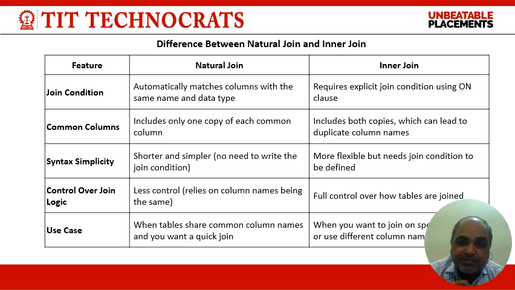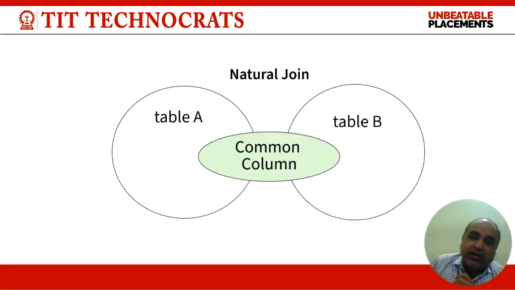Natural join is used when tables have common column names and you want a quick join. Inner join is used when you want to join a column and use a different column name. So we can see in this slide the difference between natural and inner join. Next, you can see a natural join, table A and table B, and the common columns are selected in this join.